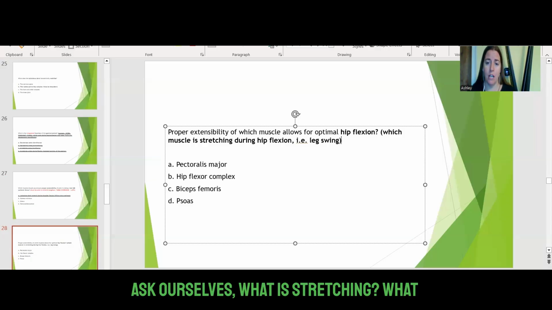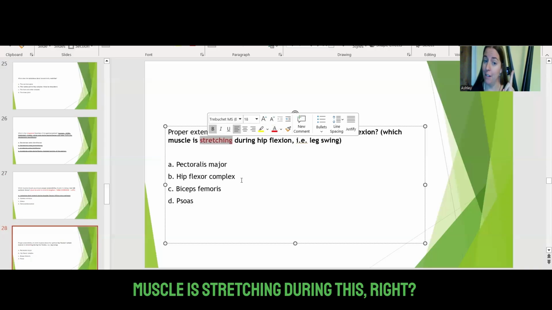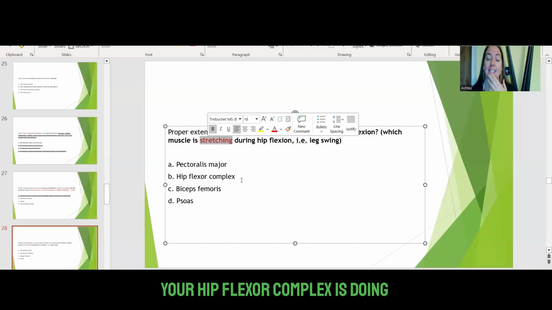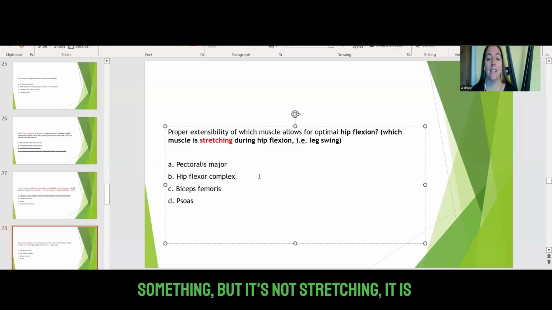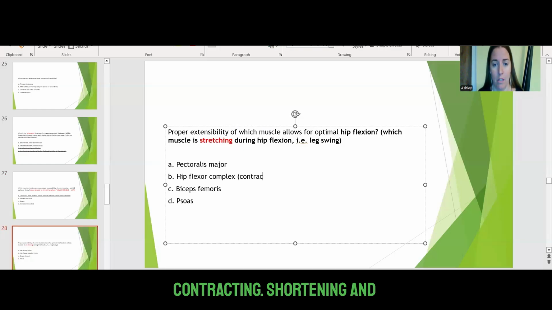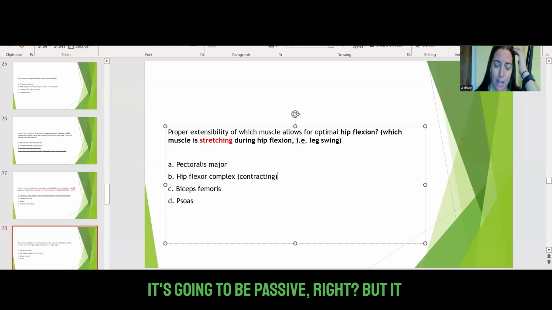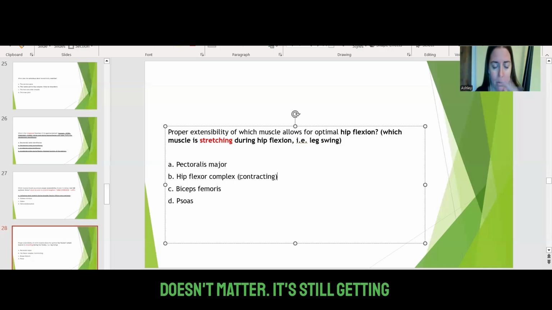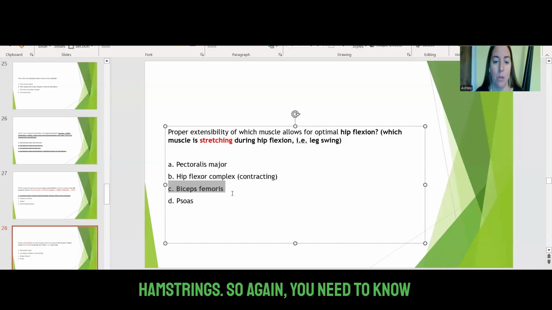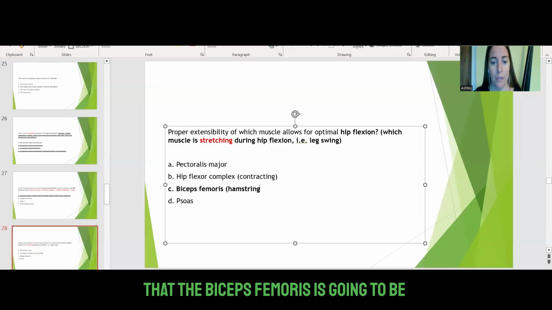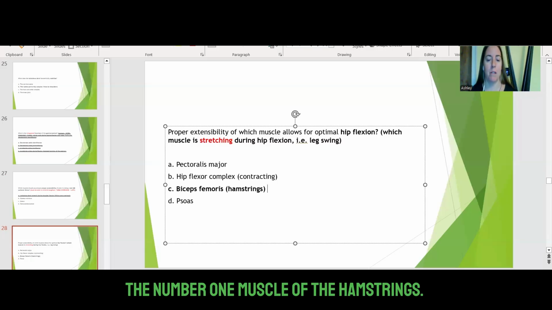And then we ask ourselves, what is stretching? What muscle is stretching during this, right? Your hip flexor complex is doing something, but it's not stretching. It is contracting, shortening, and it's going to be passive, right? But it doesn't matter. It's still getting shorter. So it's going to be your hamstrings. So again, you need to know that the biceps femoris is going to be the number one muscle of the hamstrings.